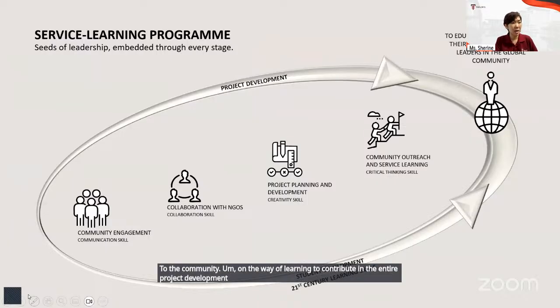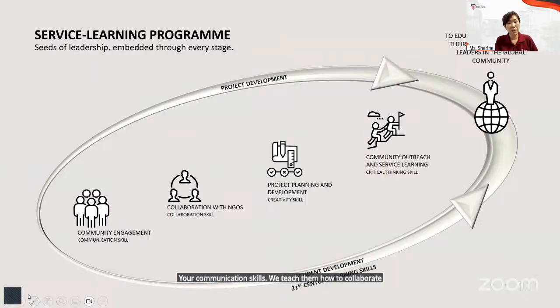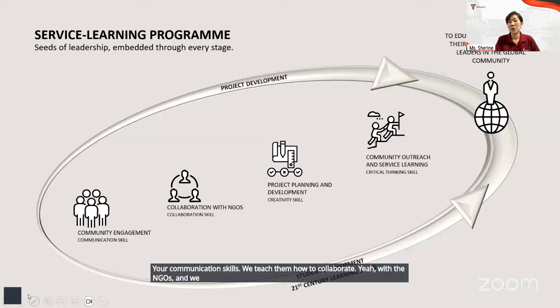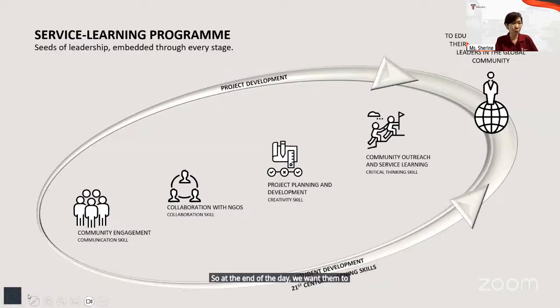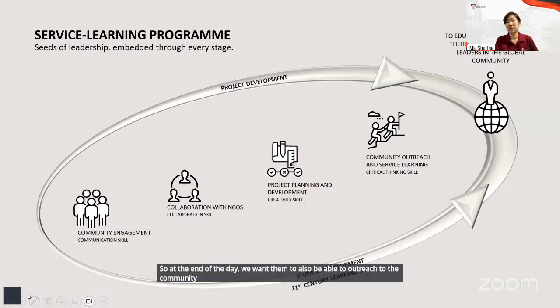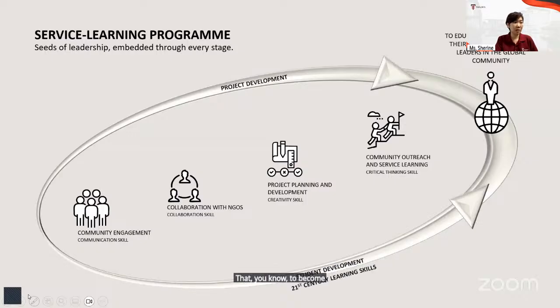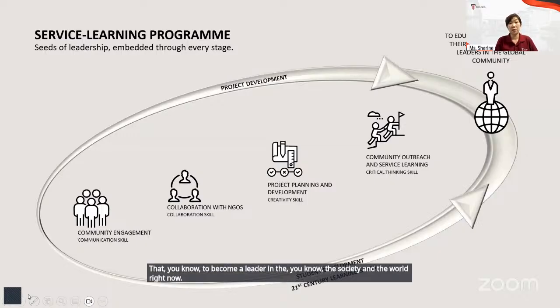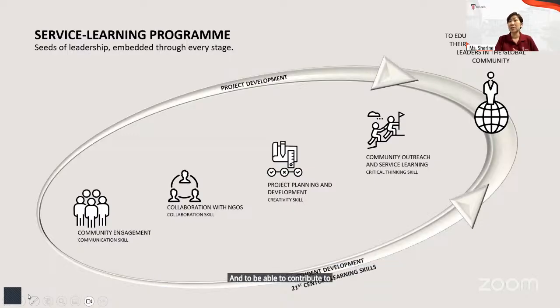We teach them how to engage their communication skills. We teach them how to collaborate with the NGOs, and we also teach them how to implement creativity skills in project planning and development. At the end of the day, we want them to be able to reach out to the community as part of their critical thinking skills, because we believe that to become a leader in society and the world right now, it's not just 100% about academics, but also about developing a sense of empathy, contributing to the community, and having that sense of awareness.